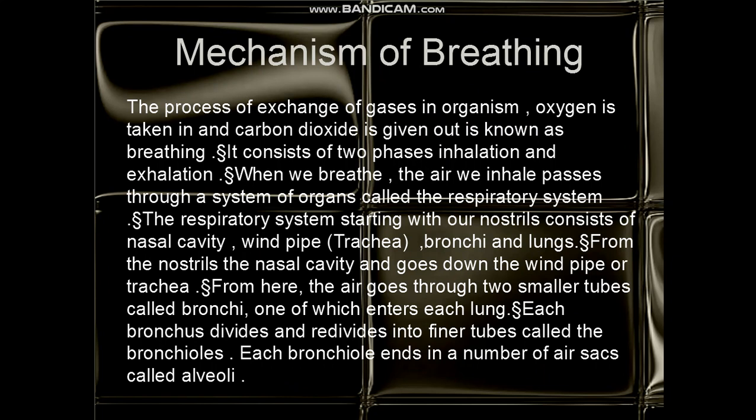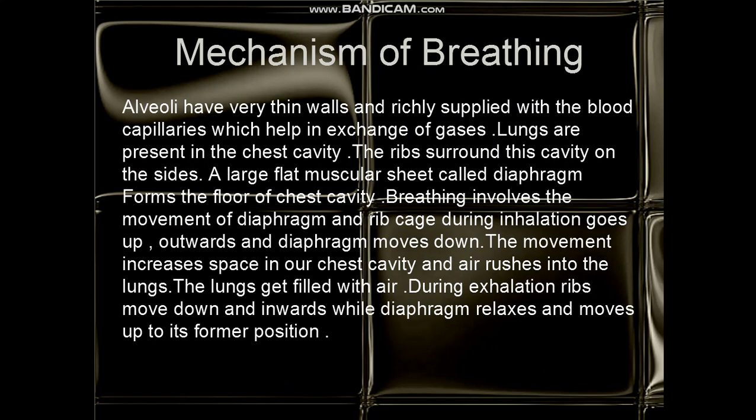Each bronchus divides and redivides into finer tubes called bronchioles. Each bronchiole ends in a number of air sacs called alveoli. Now, the alveoli have very thin walls and are richly supplied with blood capillaries, which help in the exchange of gases. Lungs are present in the chest cavity or the thoracic cavity.